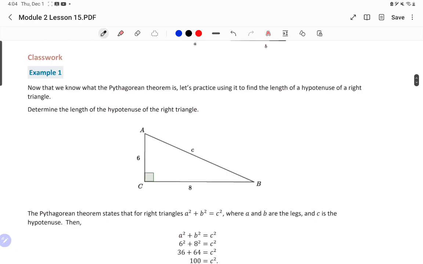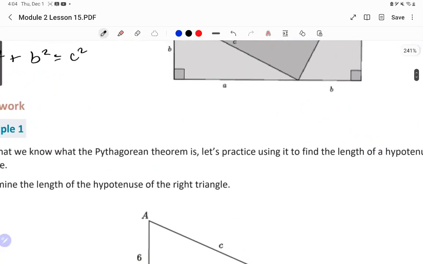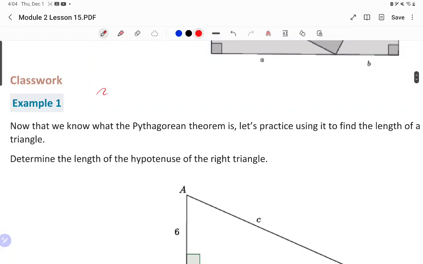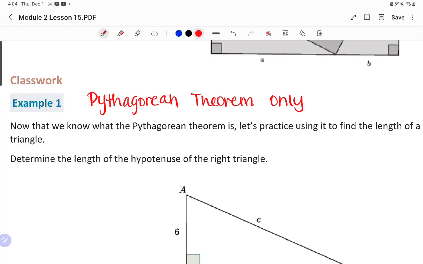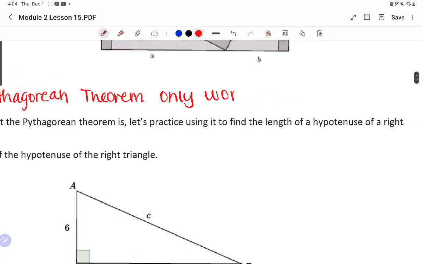Okay, so now that we know what Pythagorean theorem is, let's practice using it to find the length of a hypotenuse of a right triangle. Now, here is something very important that I want you to note, and I want you to write this down. Pythagorean theorem only works with right triangles. So that means if you don't have a 90-degree angle in your triangle, then Pythagorean theorem won't work for it. So all of these triangles are going to have a right angle in it.